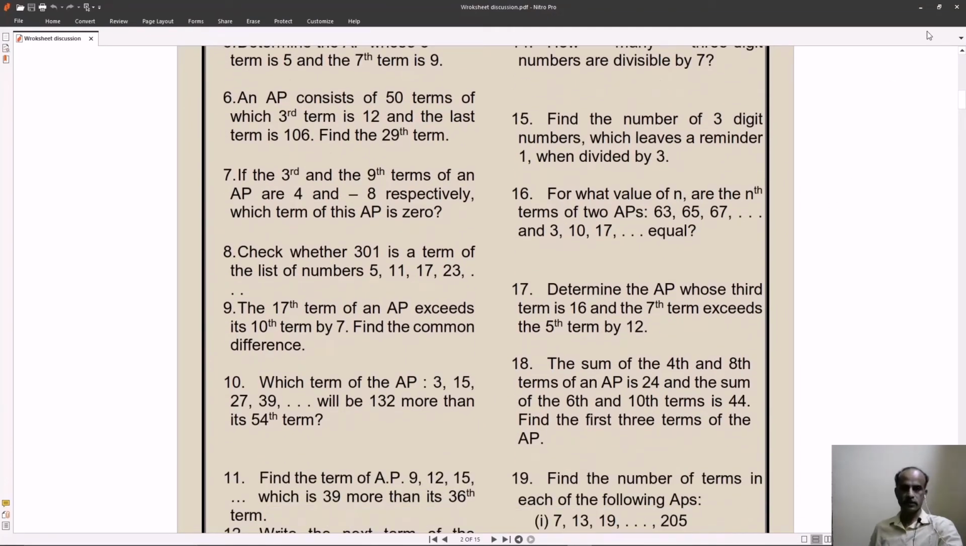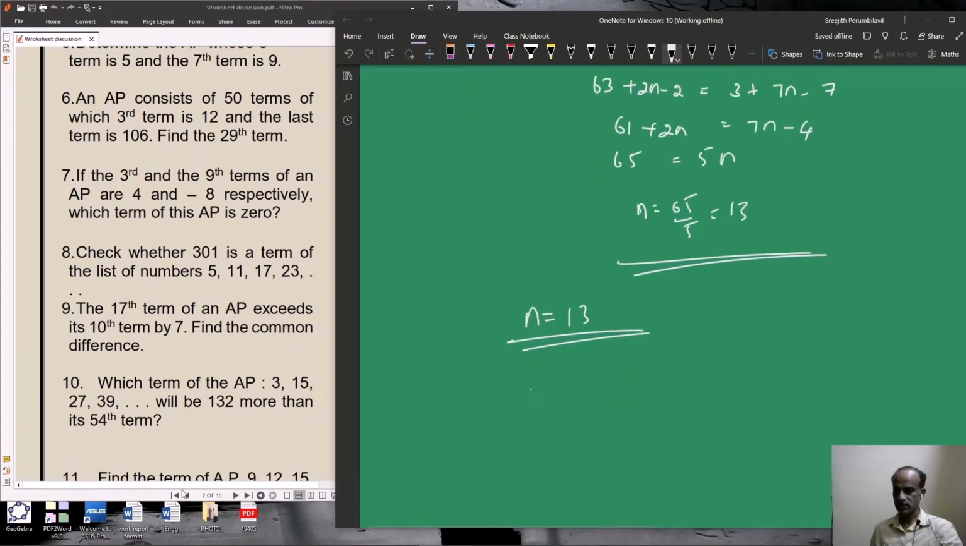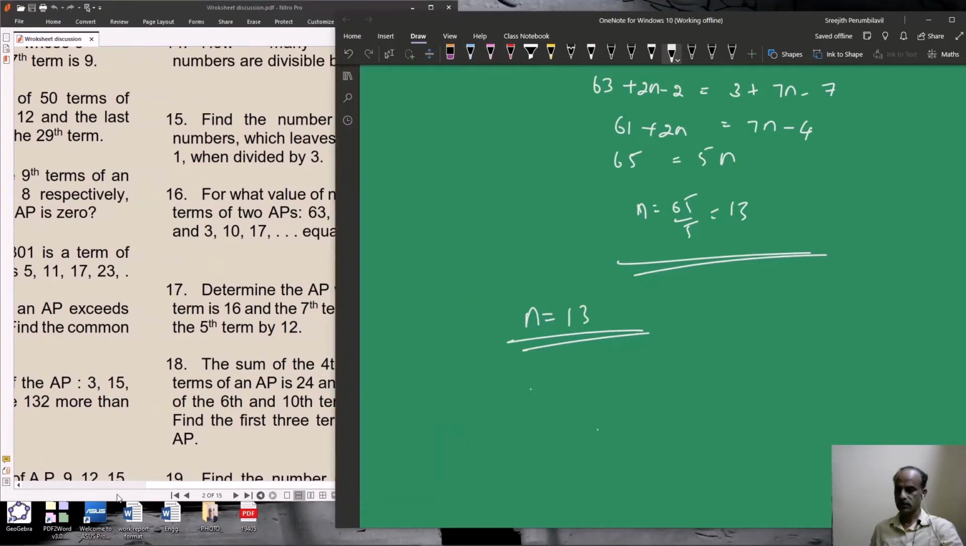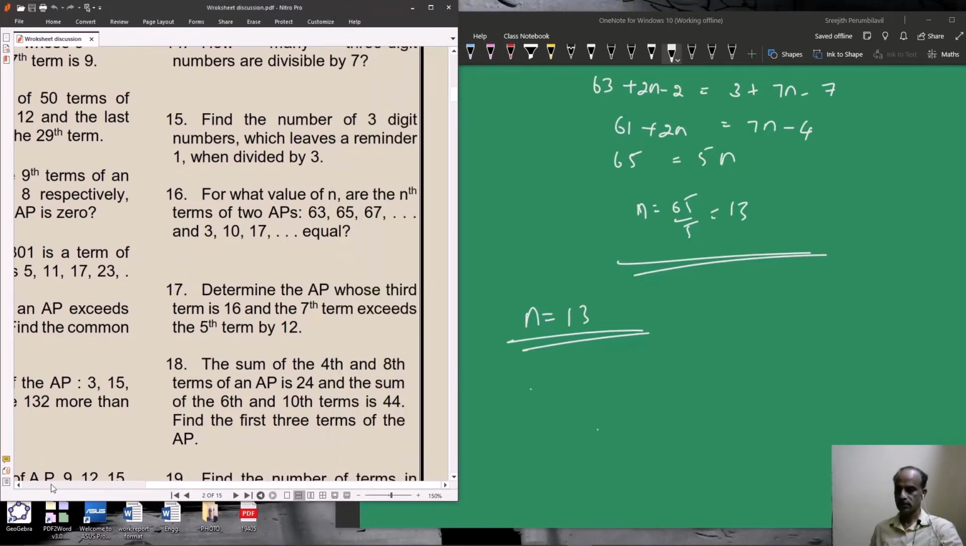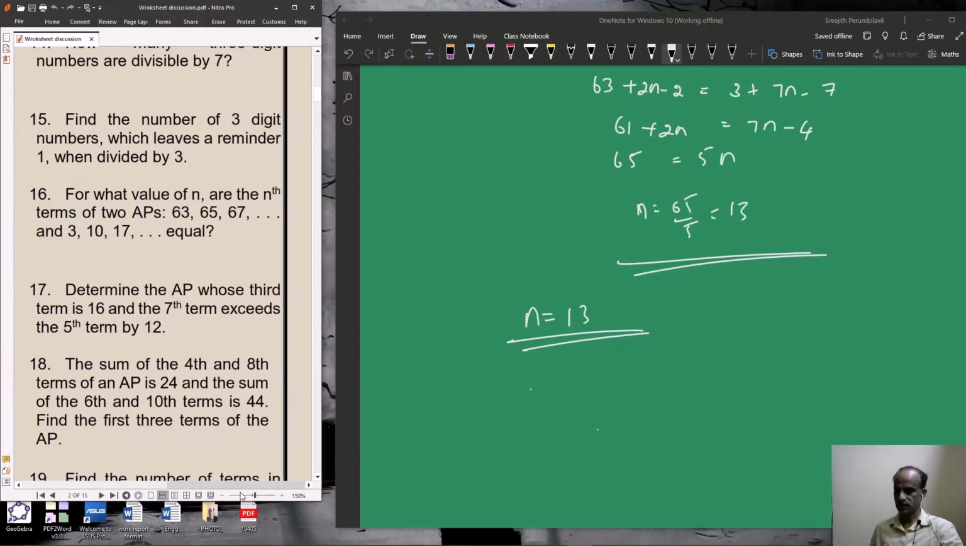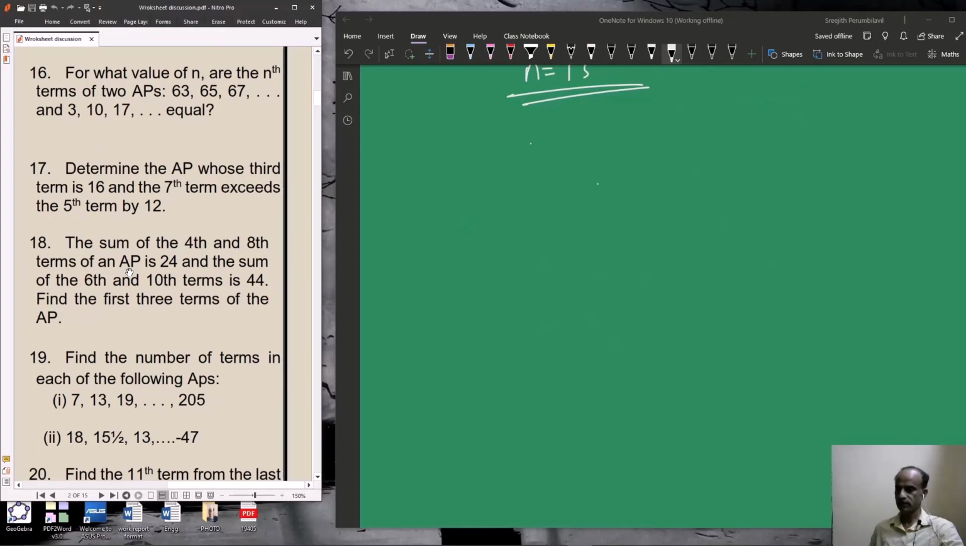Okay, so we'll go to question number 17. Determine the AP whose third term is 16 and seventh term exceeds the fifth term by 15. Similar, we have done it. Or question number 18.